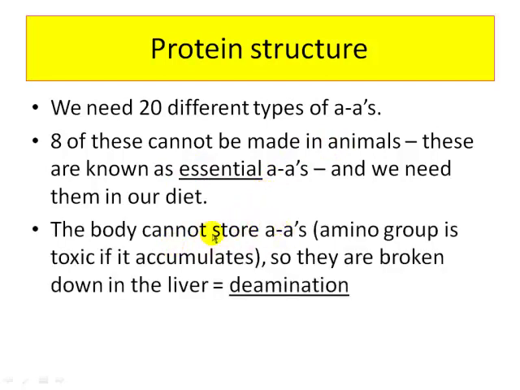Another thing is the body cannot store amino acids because the amino group is toxic if it accumulates. Amino, NH2, easily converts to ammonia, NH3, which is toxic, so they are broken down in the liver into urea, which you excrete, and this is called deamination. So deamination is a breakdown of these amino acids.